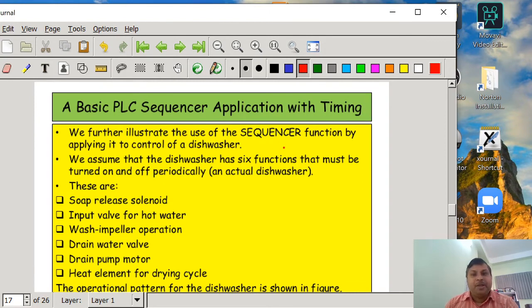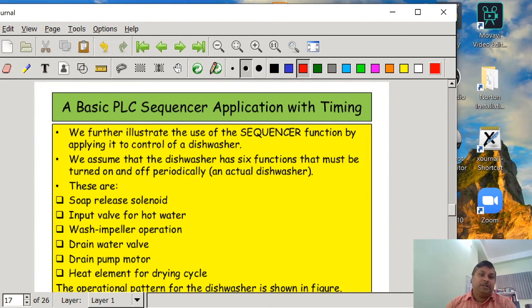Now we will discuss one example where you can understand a basic PLC sequencer application with timing function, because it is interesting how the timer will be involved with the sequencer function such that each step can be controlled by the timing function. To further illustrate the use of the sequencer function, we apply it to the control of a dishwasher. We assume that the dishwasher has 6 functions that must be turned on and off periodically on an actual dishwasher.